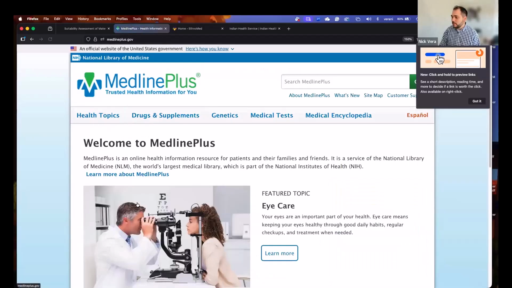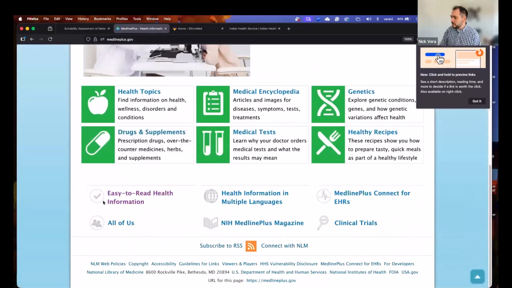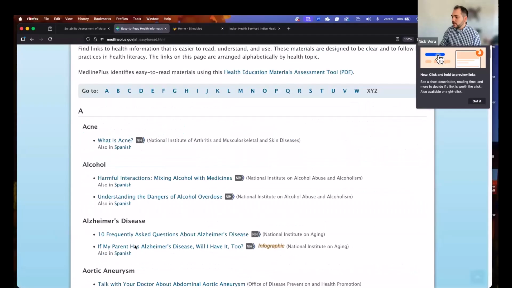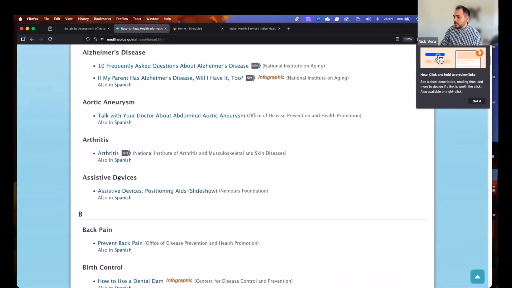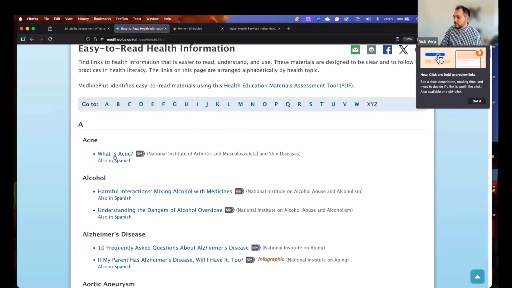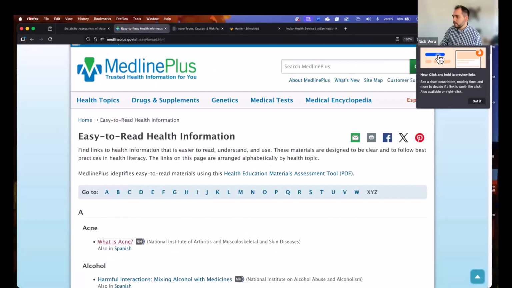And to go back to the main page, we'll just click that. But one thing I also want to point out is that you can go down to the bottom and you can see easy-to-read health information. So these are also really good to have. They have different areas that you can look at, like what is acne, alcohol, different things that you can play with and maybe use in your own day-to-day. And we'll go back.